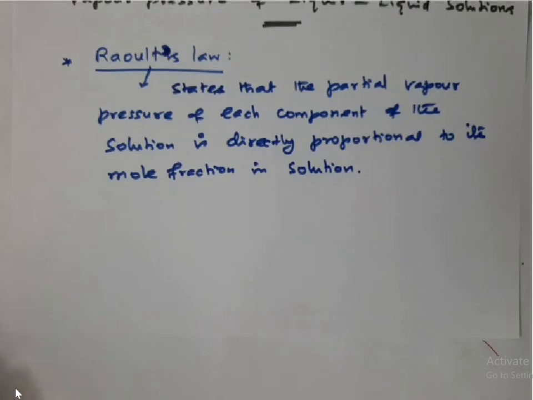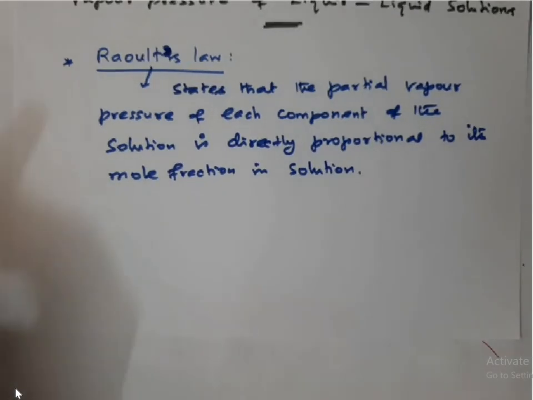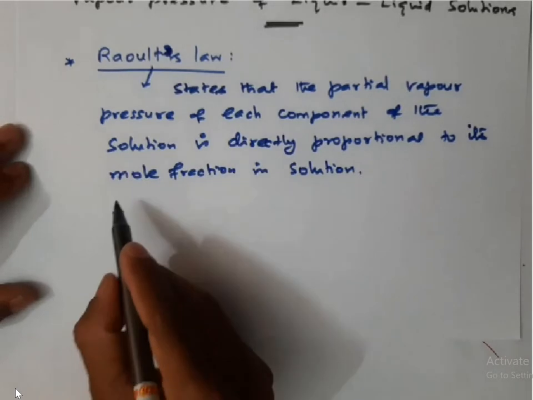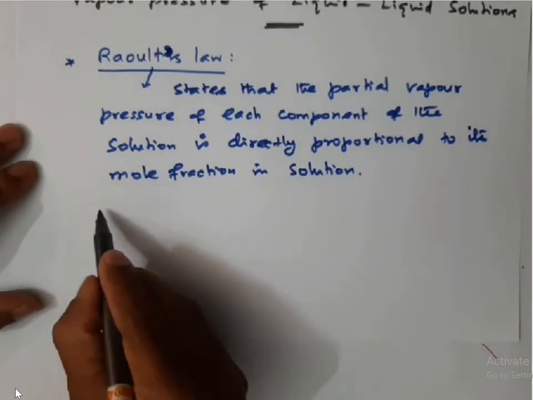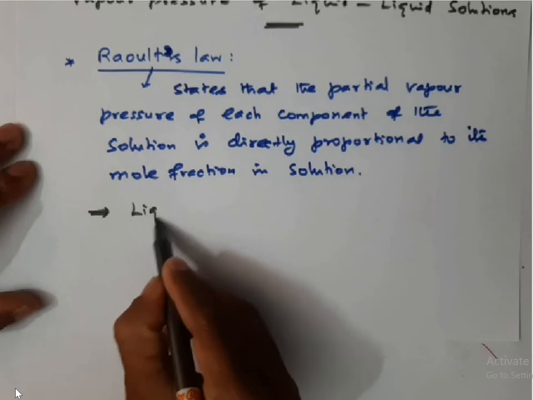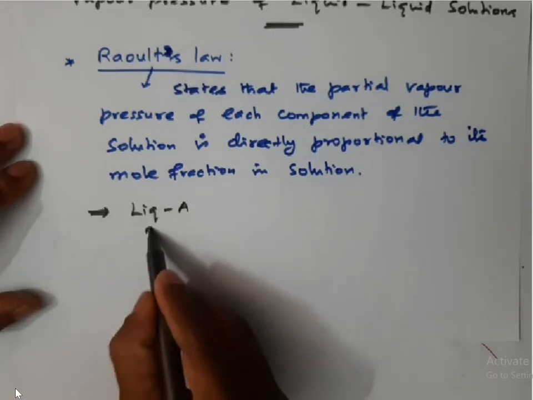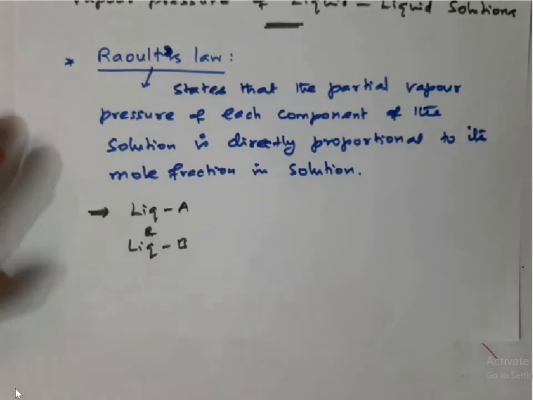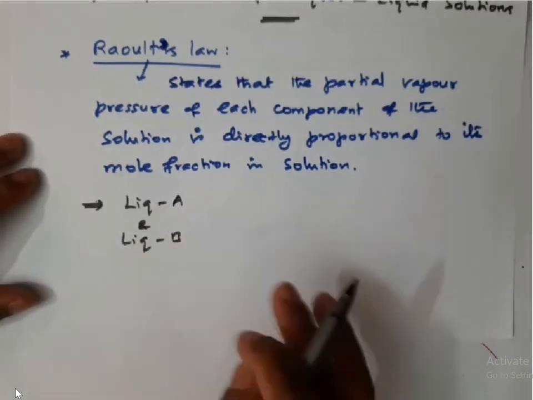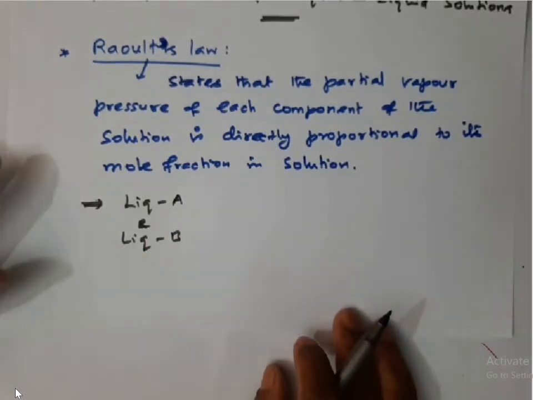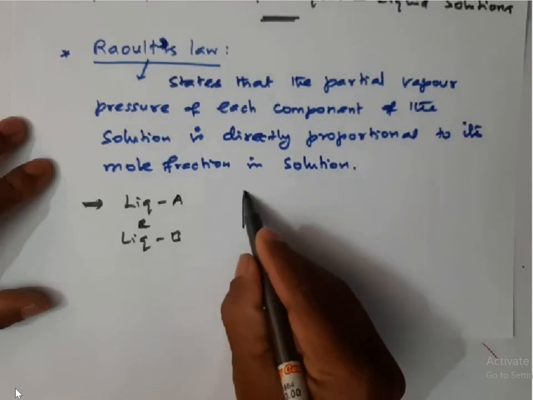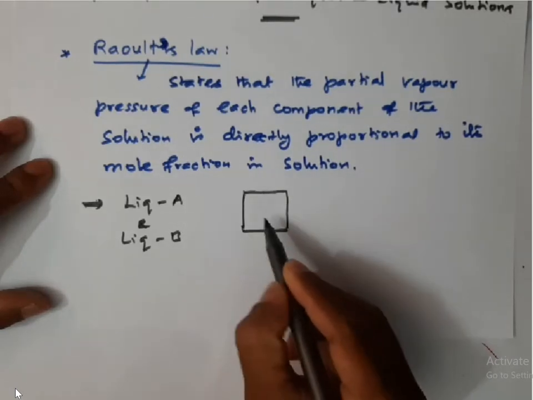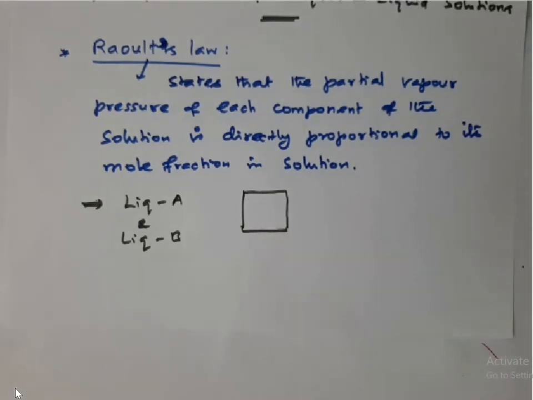Okay, now what's the meaning? Let me explain that. I'll take two liquids, a liquid A and another liquid B. Assume that both are sufficiently volatile. They can form vapor readily. So I have two liquids A and B, both volatile liquids. Now first I will take liquid A alone in a container, and students, this I forgot to say a few things here.